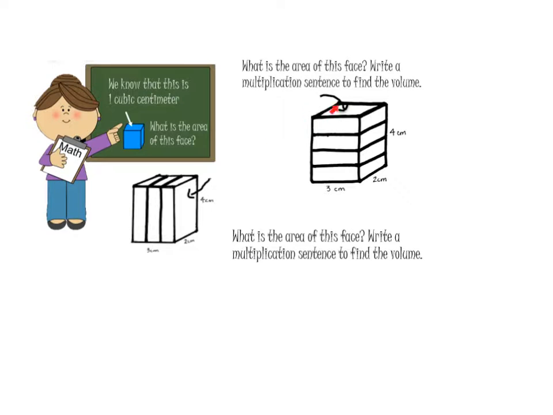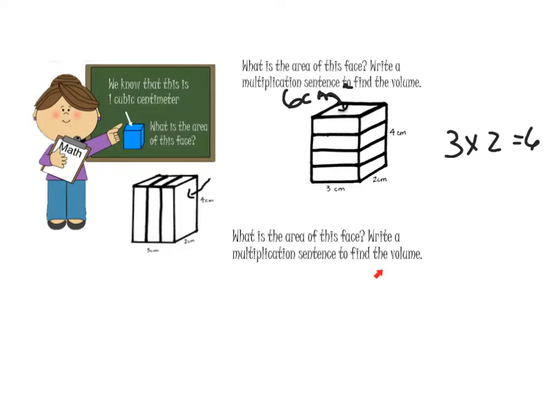Okay, let's find the area of the top of this face. So we know this is a 1 by 1, so this is a 3 by 2. To find the area, we do 3 times 2 equals 6. So the area of this face is 6 centimeters squared.